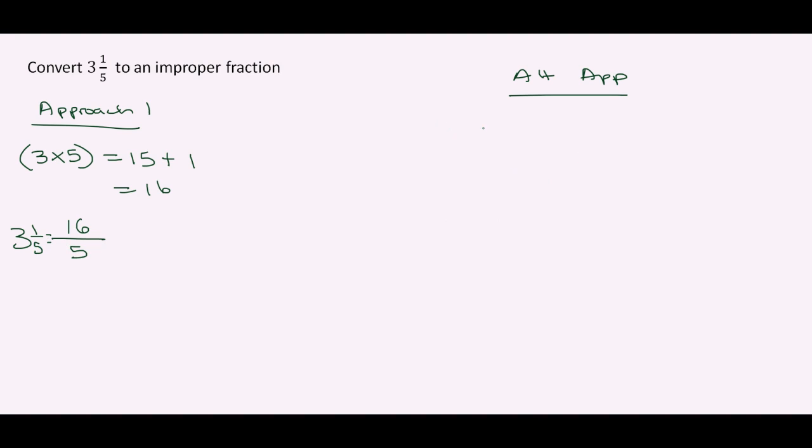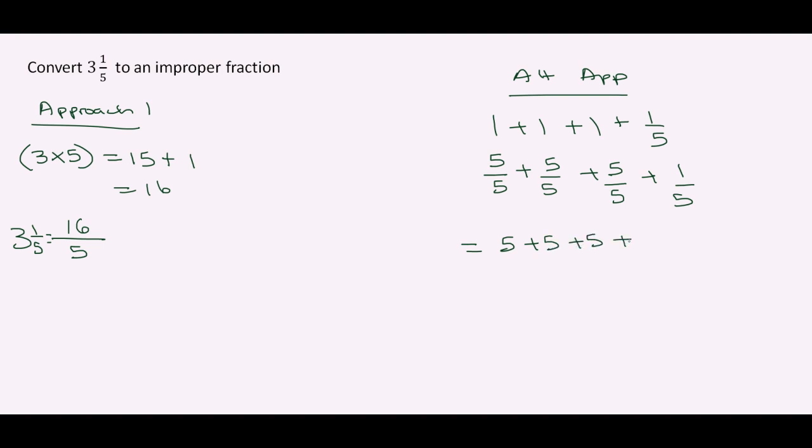Now let's look at the alternate approach. So instead of having 3 1/5, we're going to have it as 1 plus 1 plus 1. That accounts for the 3, plus 1 over 5. Now what we're going to do is rewrite each of these whole numbers as a fraction. So 1 is the same as 5 over 5. This is plus 5 over 5 plus 5 over 5 plus 1 over 5. So this is going to be the same as 5 plus 5 plus 5 plus 1 over 5. So you can see here that this is the same as multiplying 3 by 5. 5 plus 5 plus 5 will give you 15, plus 1 over 5. So this is going to give you 16 over 5. So either way you get to the same result.